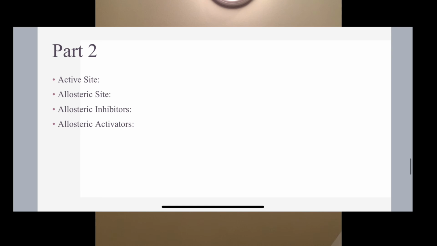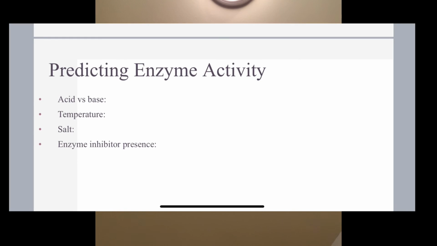So part 2, just to hit some more vocab, we have the active site, which is the part of an enzyme or antibody where the chemical reaction occurs. Then we have the allosteric site, which is a specific receptor site on some part of an enzyme molecule remote from the active site. Then we have the allosteric inhibitors, which modify the active site of the enzyme so that substrate binding is reduced or prevented. And then we also have allosteric activators, which modify the active site of the enzyme so that the affinity for the substrate increases.